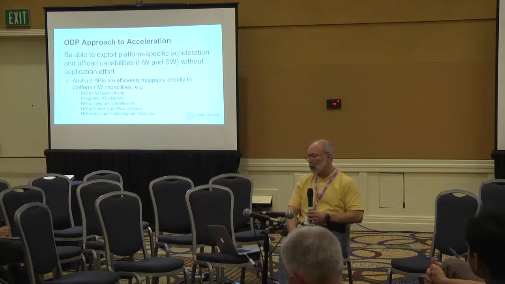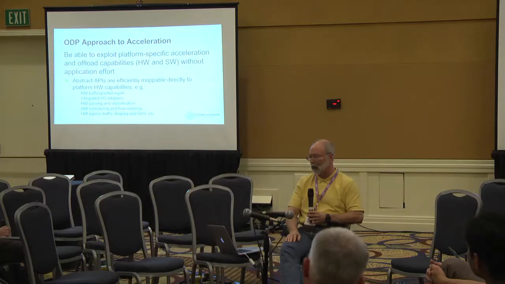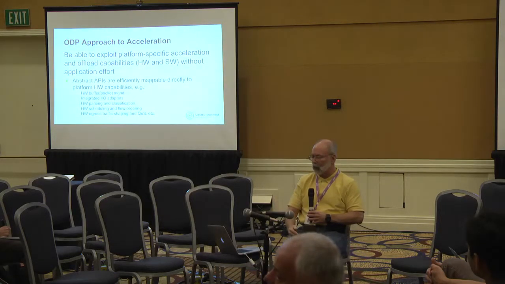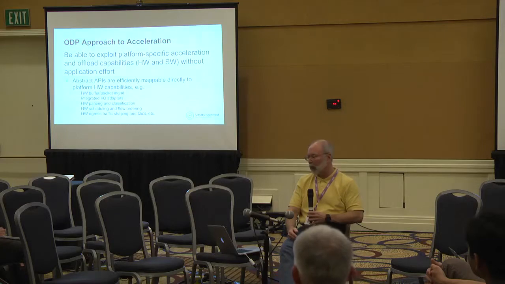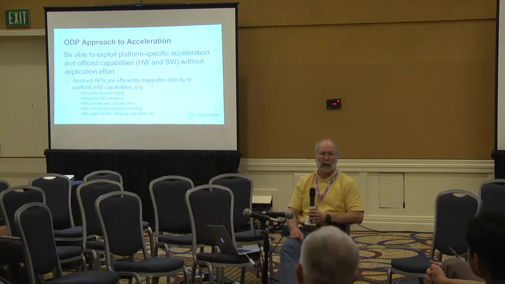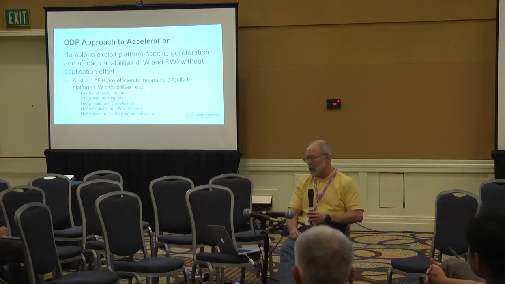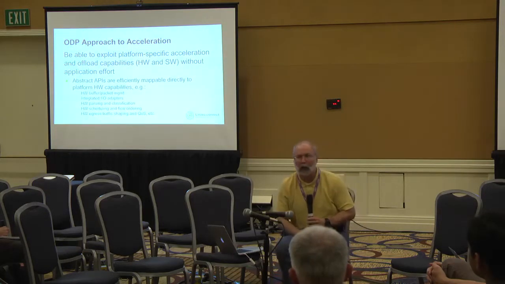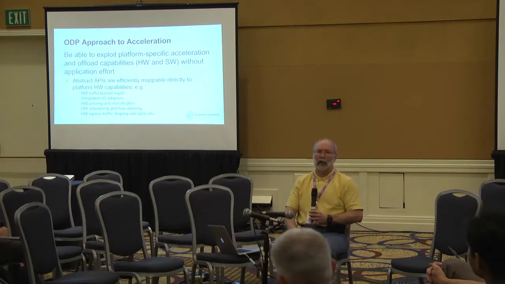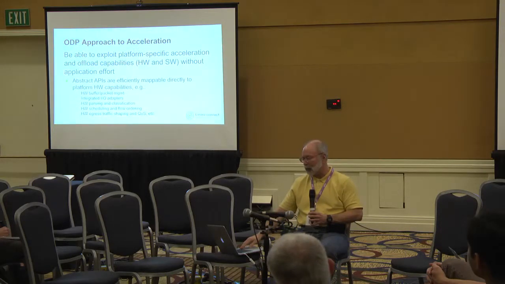For acceleration, we want to exploit the platform-specific acceleration and offload capabilities. As I said, the question is being able to efficiently map directly to hardware platform capabilities. Here I list just a couple of examples of the sort of things that you typically find in SoCs: hardware buffer and packet management, integrated I/O adapters, hardware parsing and classification support, scheduling and flow ordering, traffic shaping, all of these capabilities, and many more to come, all of which are part of the innovation that you'll find in many SoCs.